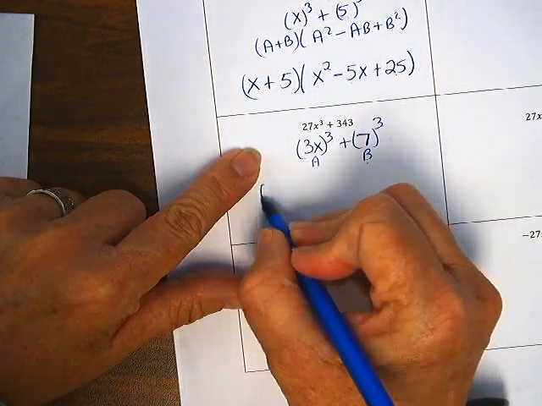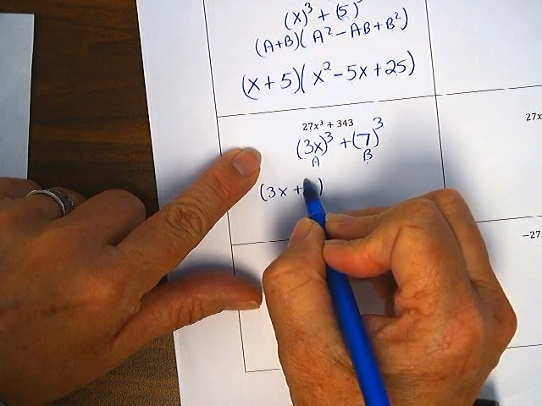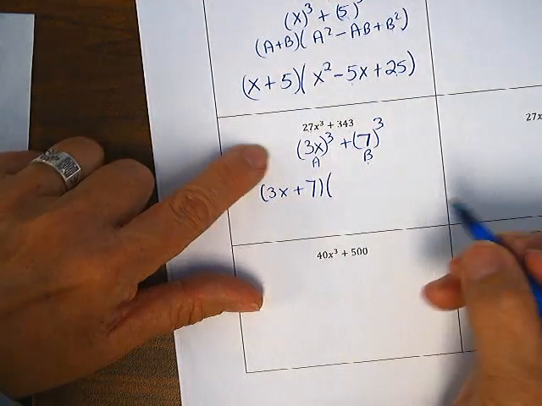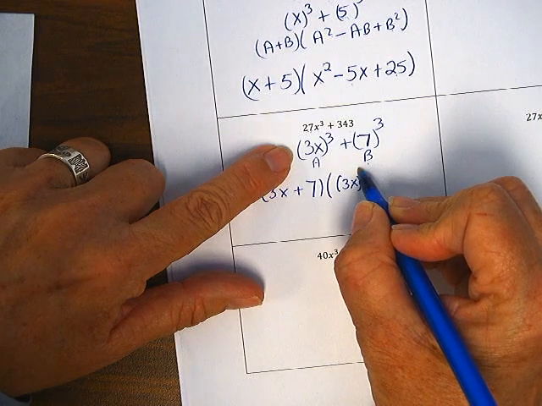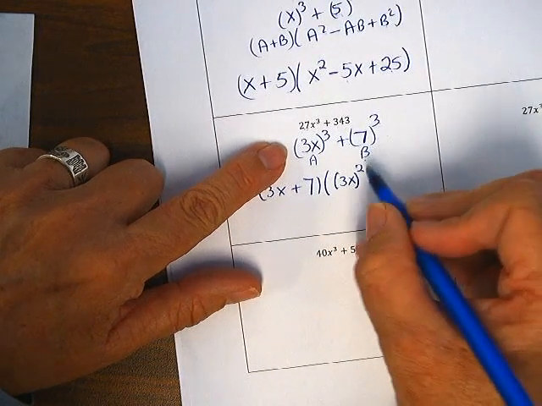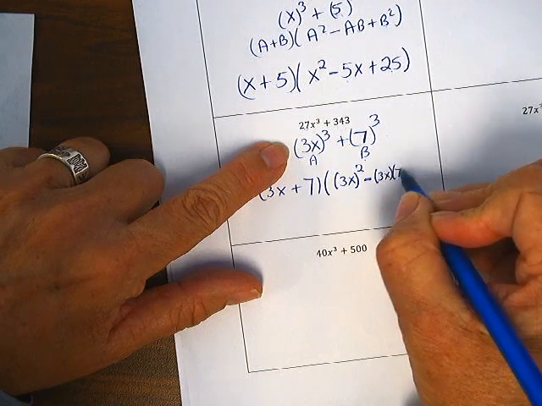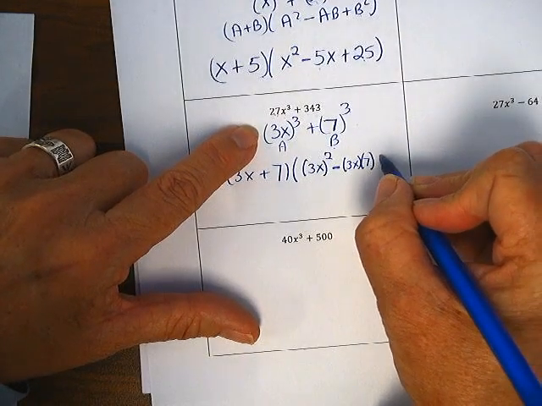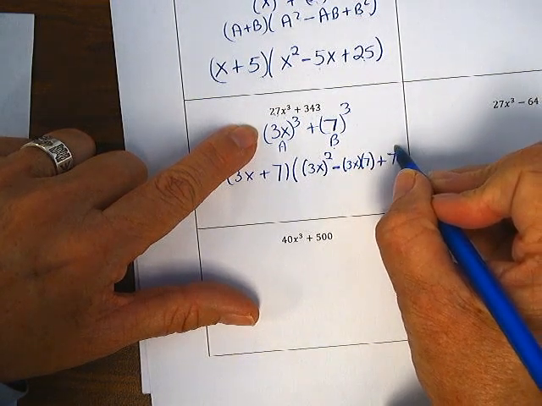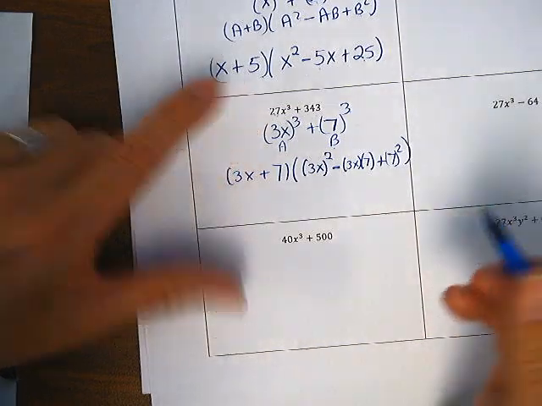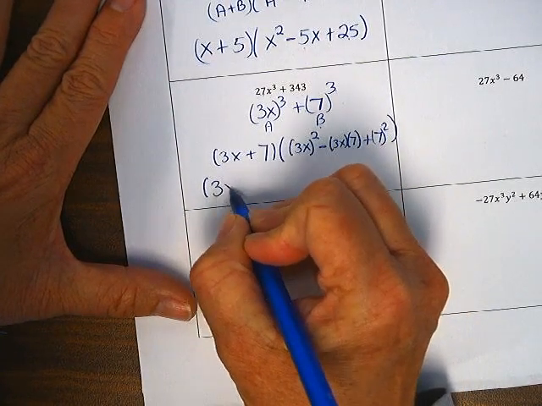So this factor, the first part is a plus b, so 3x plus b, which is 7, multiplied by a squared, and remember a is just 3x, so 3x squared minus a, which is 3x, multiplied by b, which is 7, plus b squared, so 7 squared. I'm just going to write that out here, and then we're going to simplify this. So 3x plus 7 stays exactly the same.